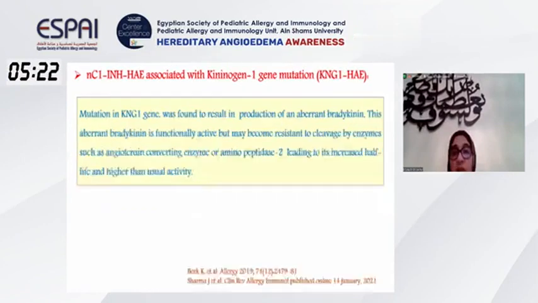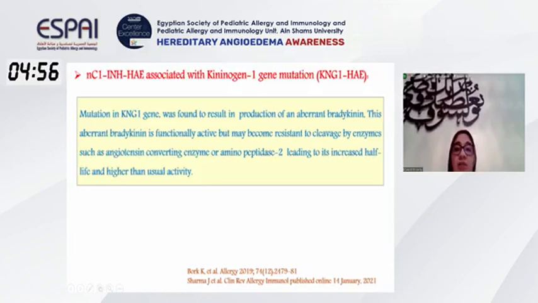The kininogen gene mutation was found as well in this group of patients and was found to result in production of an apparent bradykinin. This apparent bradykinin is functionally active, but may become resistant to cleavage by enzymes such as the angiotensin converting enzyme or aminopeptidase 2, leading to increased half-life and higher than usual activity.